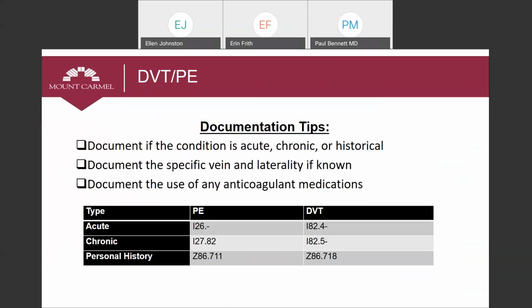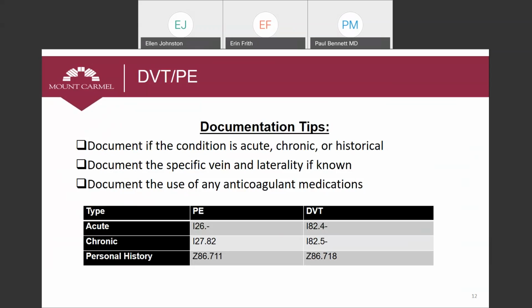As we have said in the past, the physician should code to the highest level of specificity. When a patient presents with deep vein thrombosis or pulmonary embolism, it is important to document whether the condition is acute, chronic, or historic, the vein or laterality if known, and if the patient is taking or is prescribed any anticoagulant medications. Below is a small guide that shows what codes could be used to specify the status of either a DVT or a PE. Also, the historical codes are listed for resolved PE or DVT.